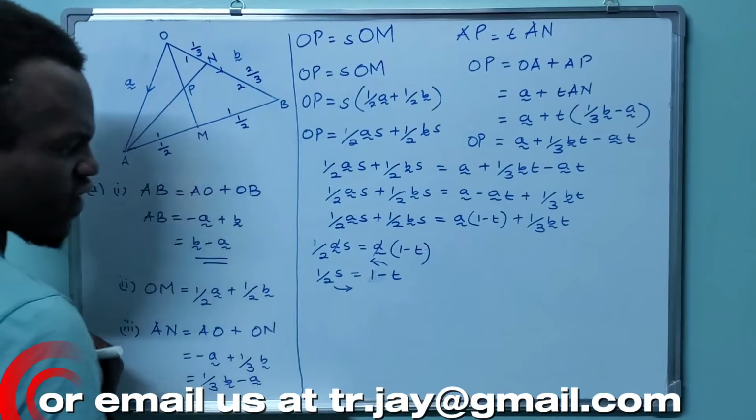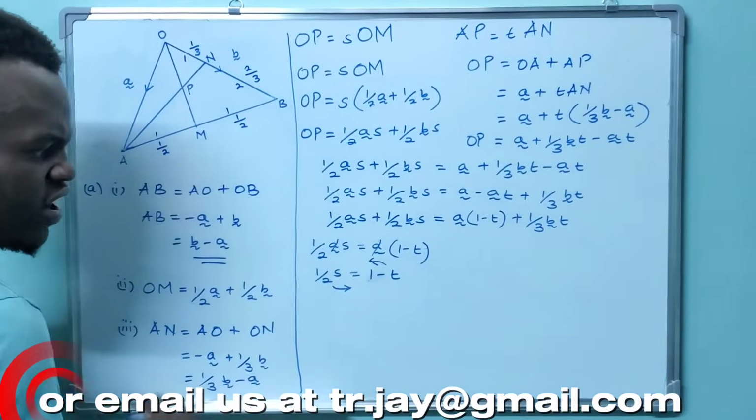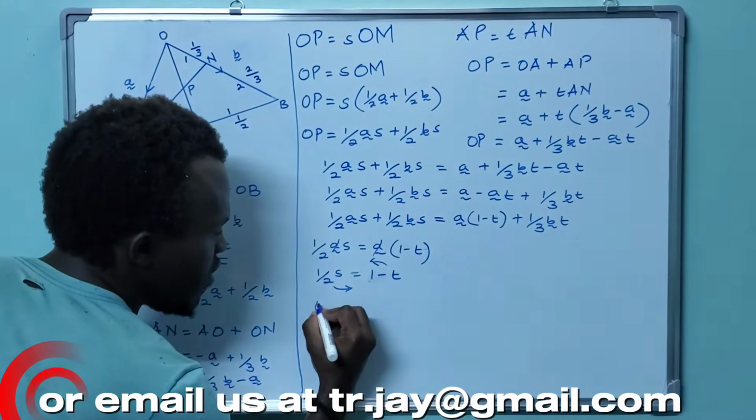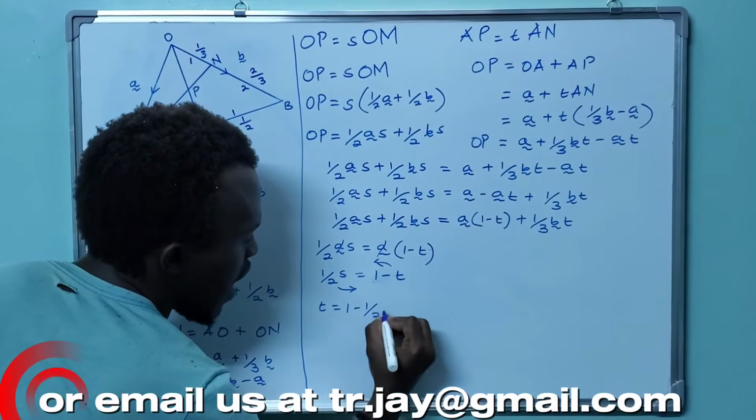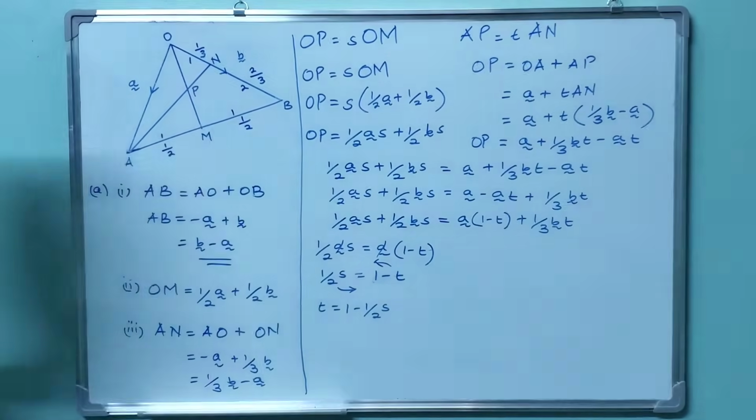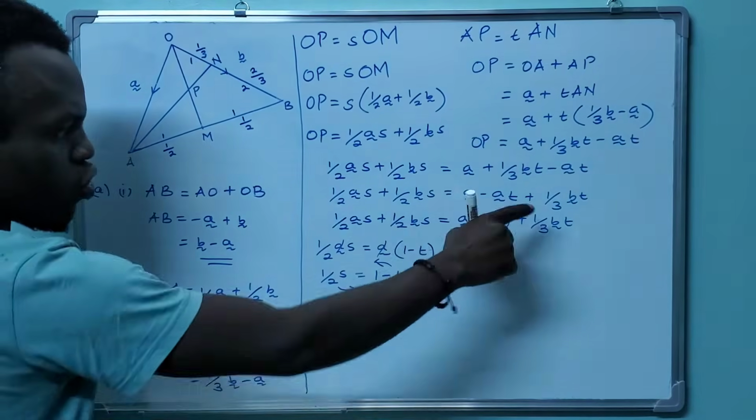And take that a half s to the other side. So if I bring this t to this side, it will be a positive. So I'm going to have here t being equal to 1 minus a half s. So I've made t the subject there. Let me go to the second one, that is for the b.